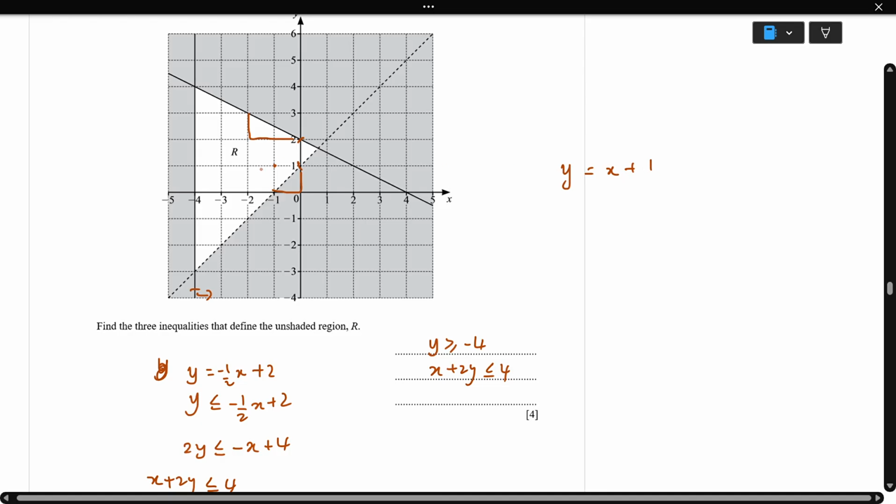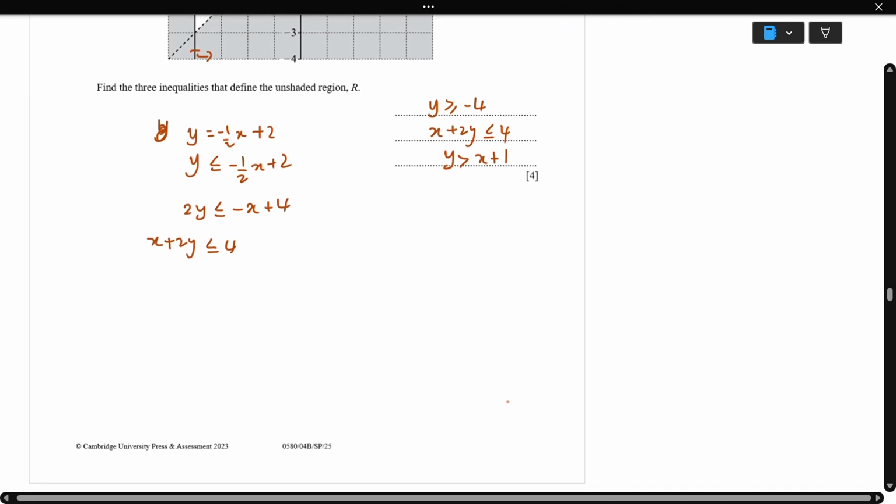Now we'll check which side the inequality is on. I take the point negative 1 comma 1 and substitute: 1 compared to negative 1 plus 1, which is 0. This side becomes less, here is greater. So y greater than x plus 1. That's it. I got all three inequalities.